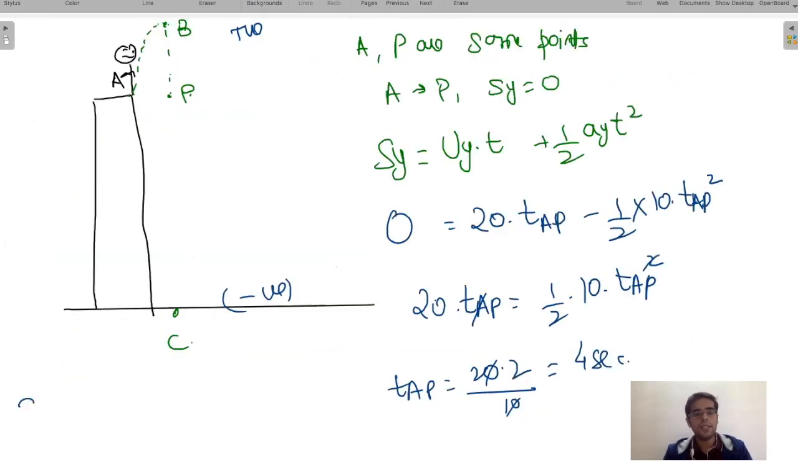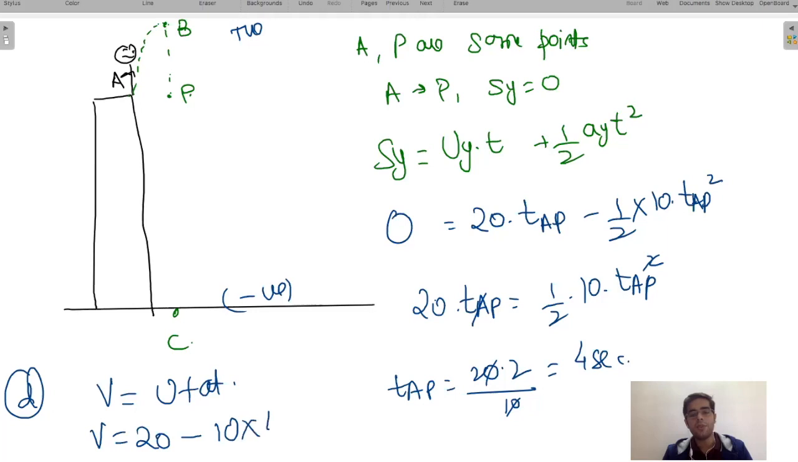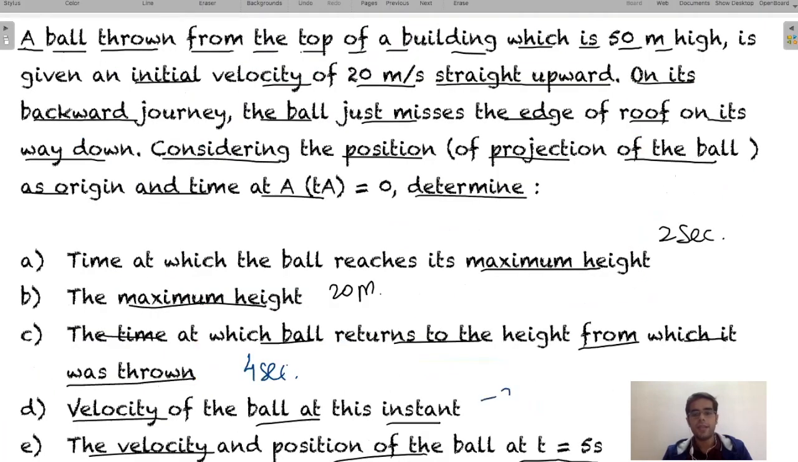Okay, velocity of the ball at this instant. So part D, velocity of the ball at this instant, we can safely apply V is equal to U plus at. V is equal to U, which is 20 in the upward direction positive, minus 10 into 4. So it is minus 20 meters per second. That means at point P, the velocity is in the downward direction and the magnitude is 20 meters per second. So D is minus 20 meters per second.